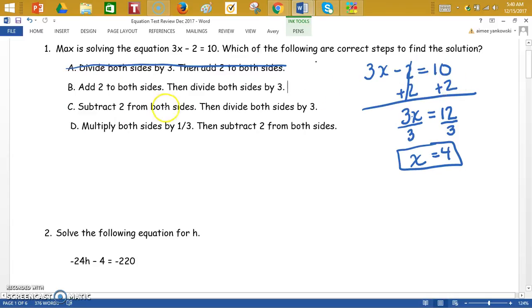All right, this is looking good. Then divide both sides by 3. That's exactly what I did. Awesome. So there you have it. It's letter B. All right, I hope that helps.